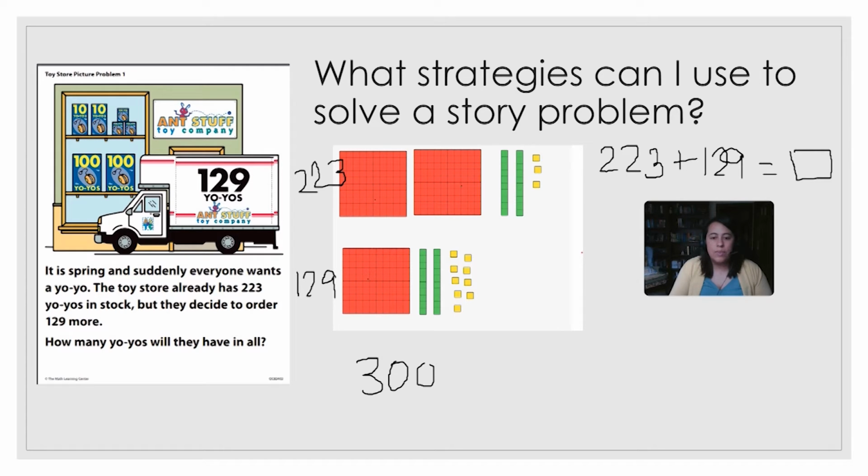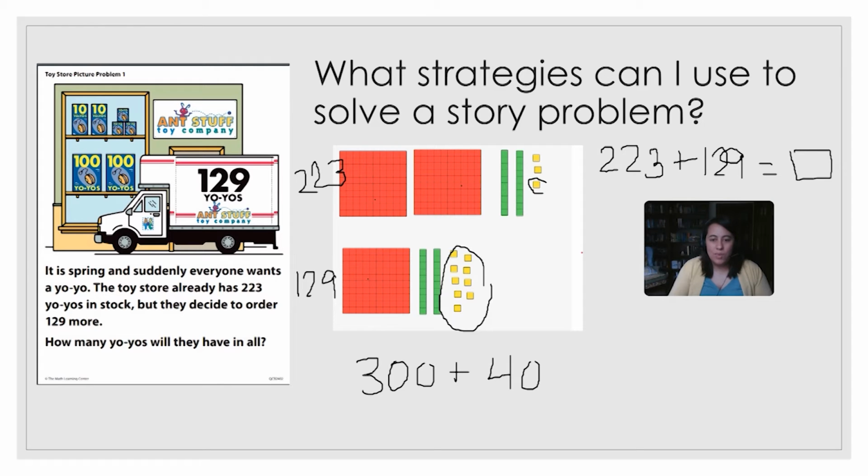Then I see 1, 2, 3, 4 tens, so that's 40. And let's see how many ones. I can see that down in 129, I almost have enough to make a 10. I just need one more.